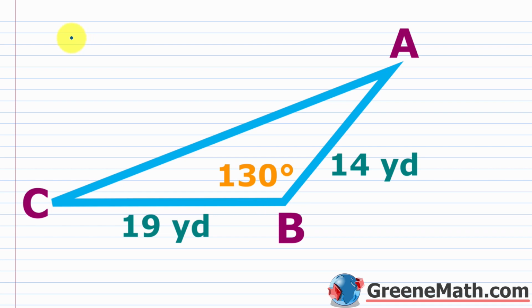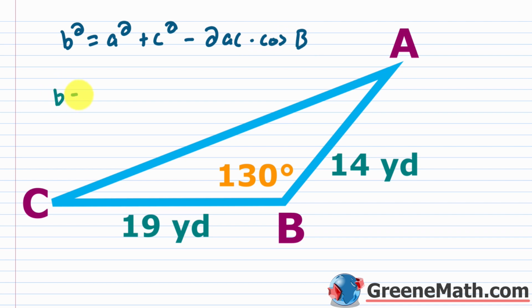For this, I would say that B squared is equal to A squared plus C squared minus 2 times A times C times the cosine of B. So what I'll do is just speed this up and say that B is equal to the principal square root of this stuff right here, and I'll just plug in as I go.